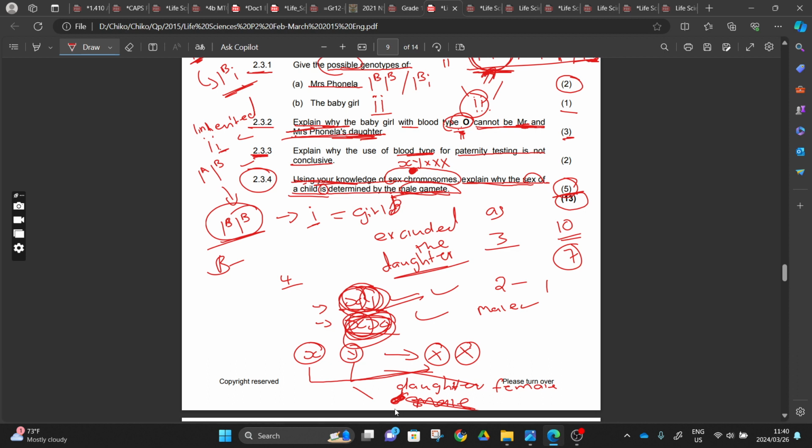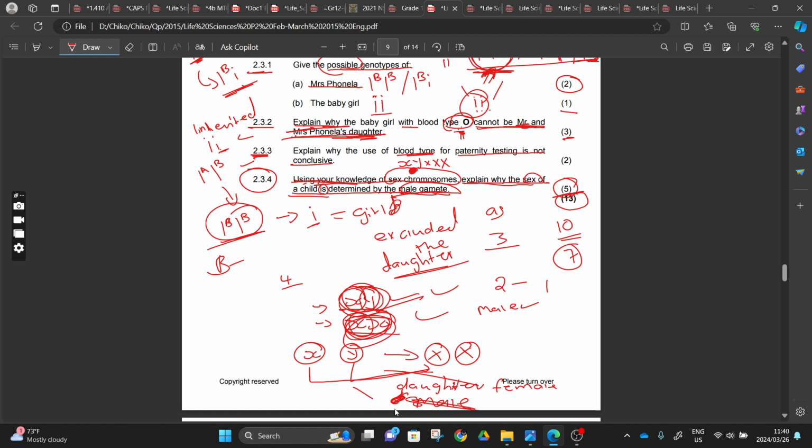When X and X meet, we are going to have a chance of a daughter. And when X and Y meet, we are going to have a chance of a son. These two are controlled by the X and X from the female, and X and Y from the male. And then you might ask, where can we get it? We can get it during meiosis.